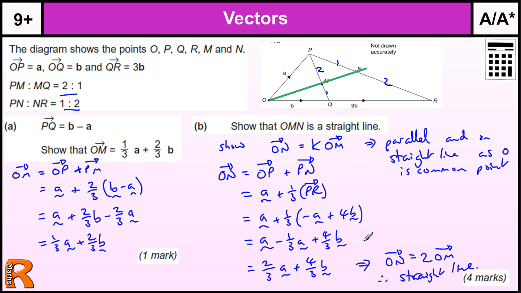Now, where you get your marks from that question: if you've got just this 4B minus A, or minus A plus 4B, that's going to give you a method mark. If you can get to this whole expression for ON, that's going to give you another method mark. And if you can simplify it down to this, that's going to give you a third method mark. And then you've got to put some comment in about them being parallel, showing how it's parallel, because this is twice this one. And there we go. 5 marks for a vectors question.